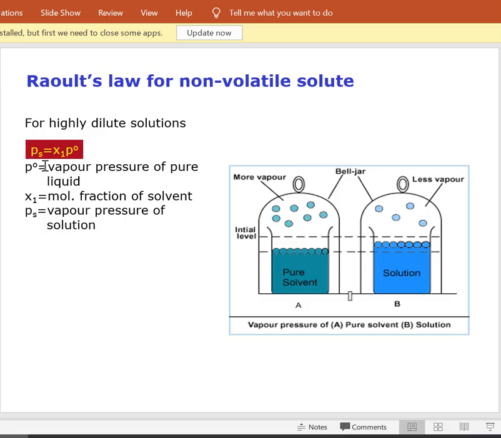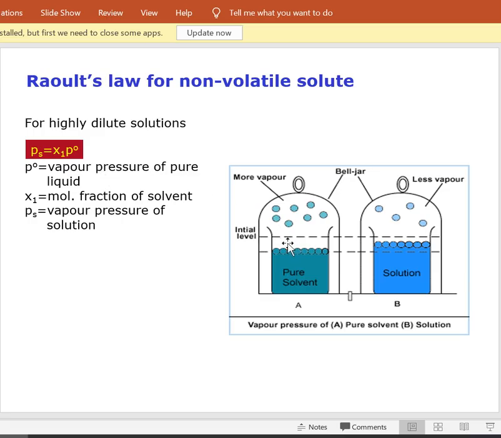PS, that is showing the vapor pressure of the solution, is directly proportional to the mole fraction of the solvent. XA is showing the mole fraction of the solvent. If we remove this proportionality sign, then we get a new constant, that is P0. P0, that is showing vapor pressure of pure liquid.